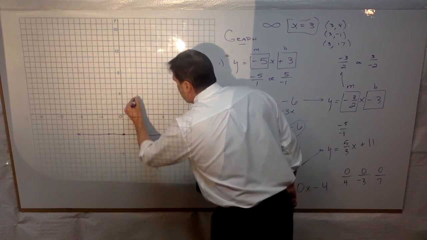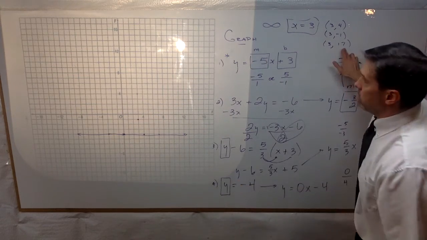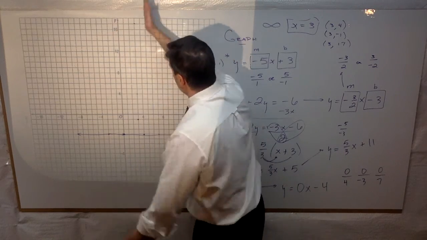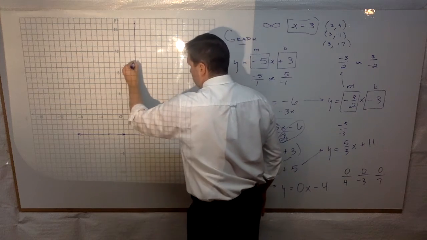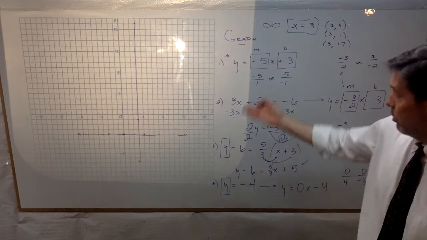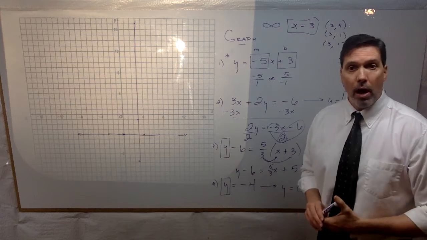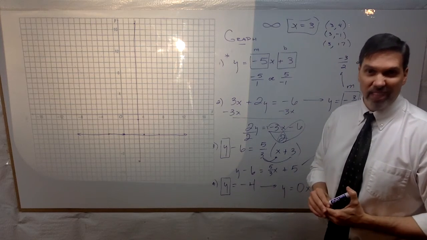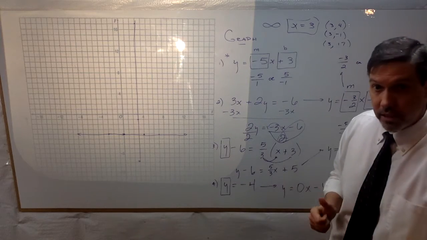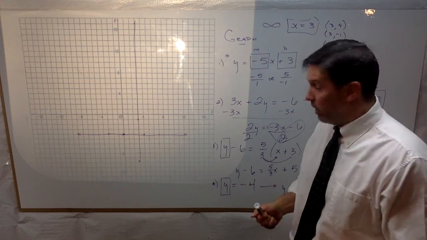So 3, 4. 3, -1. Okay, that was a little silly. 3, 17, I guess we have enough space. There's 3, 17. You can see they all lie on this vertical line. It's just the problem with vertical lines, we really can't put them in slope-intercept form. We can't solve for y because there is no y to begin with. Those are the real issues, and those are the special ones that we throw out when we talk about linear functions, because this one is actually the only line that is not a function.